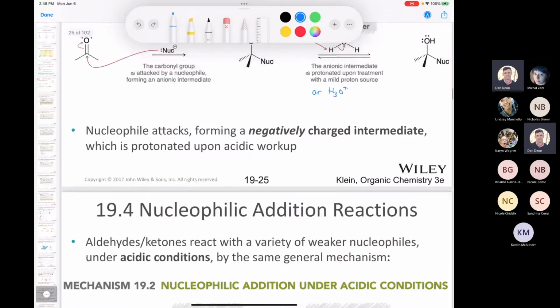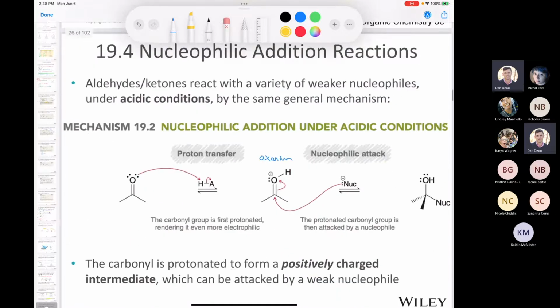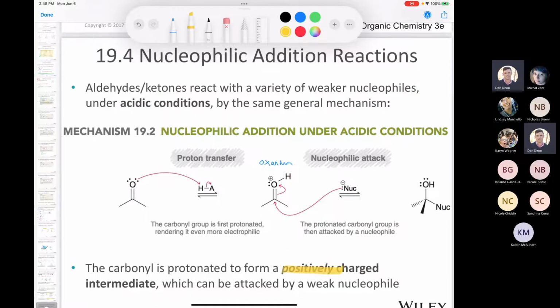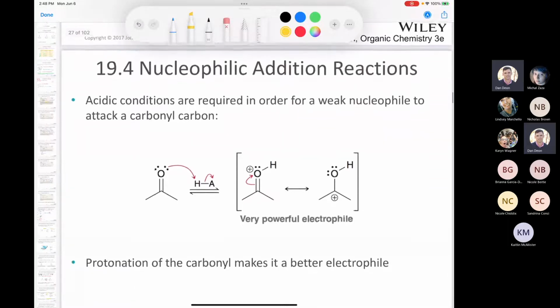Let's go back a slide. Notice that the intermediate that we formed here was negatively charged when we were under basic conditions. And when we're in acidic conditions, we form a positively charged intermediate. This is something that you want to be very aware of when we're drawing mechanisms, because we're going to look at some complicated mechanisms in this class.